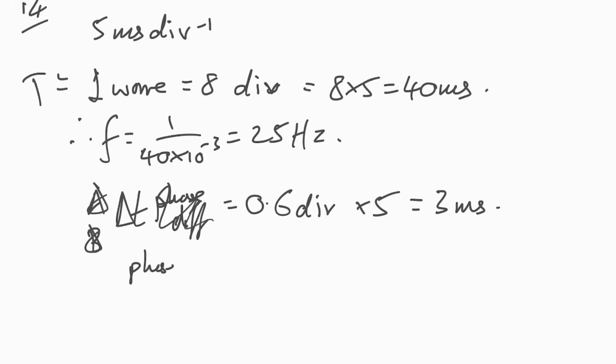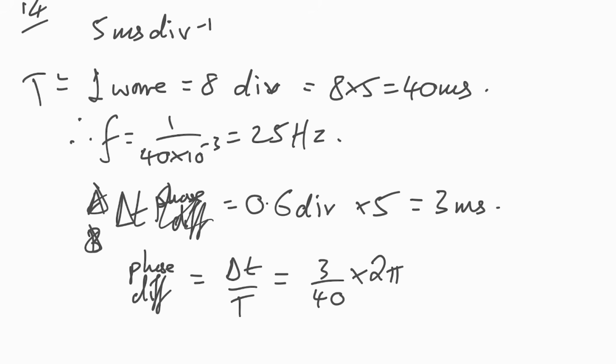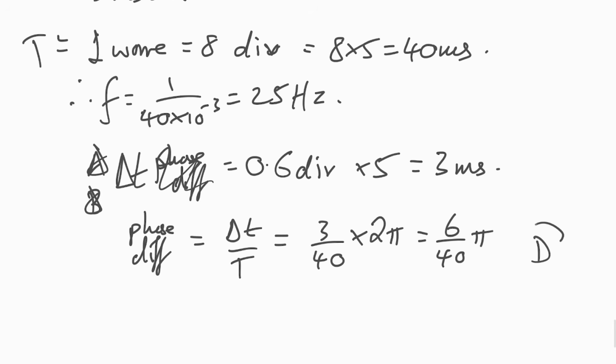Phase difference, of course, is just a ratio of the bit divided by the lot. We can either use distance and wavelength, but in this case we're using difference in time and the time period. So it's going to be 3 divided by 40. And we want it in radians, it seems, so we multiply by 2 pi. The answers are being given in pi, which makes sense, so that's just going to be 6 over 40 pi. So I think it's going to be 0.15 pi, isn't it? So I think the answer is D.